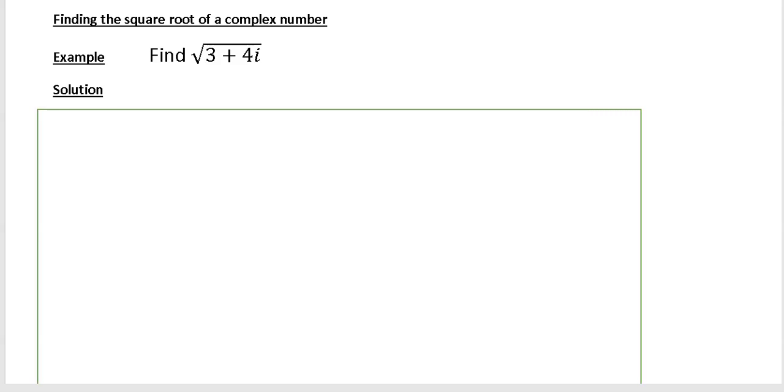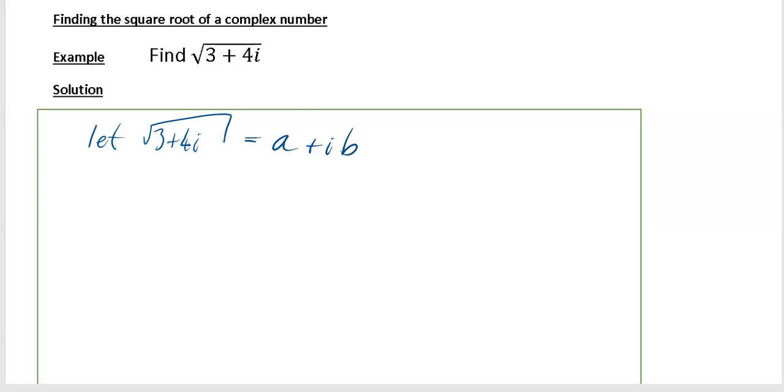Okay, this will be a very quick example here, a very quick video. It says finding the square root of a complex number. So it says find the square root of 3 plus 4i. So for your solution, all you're going to do in this one is let the square root of 3 plus 4i equal a plus ib.